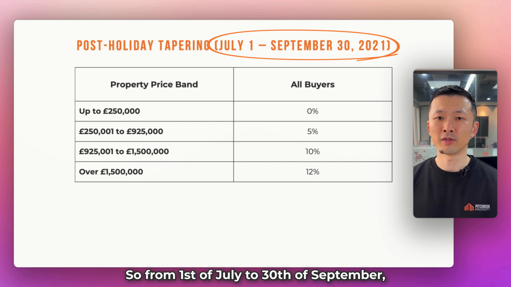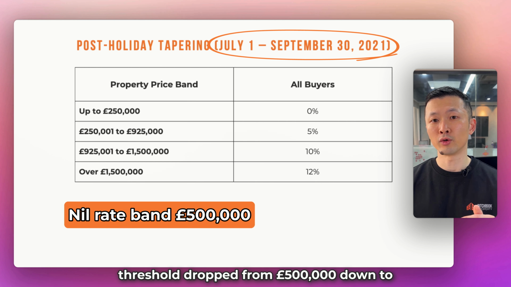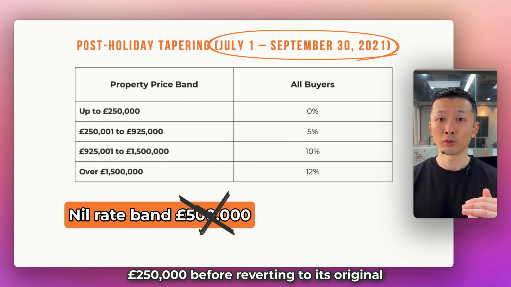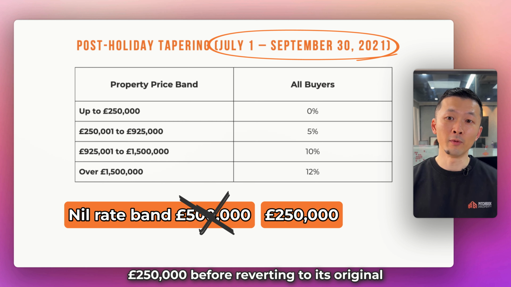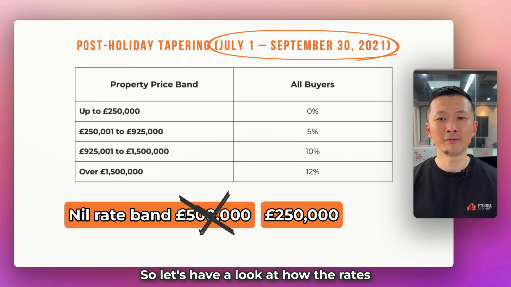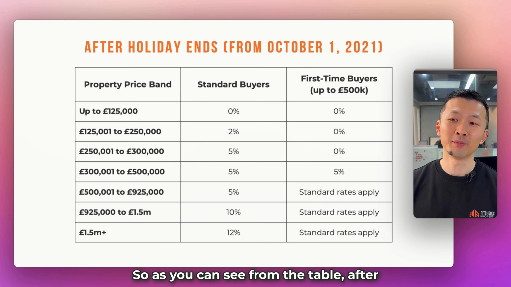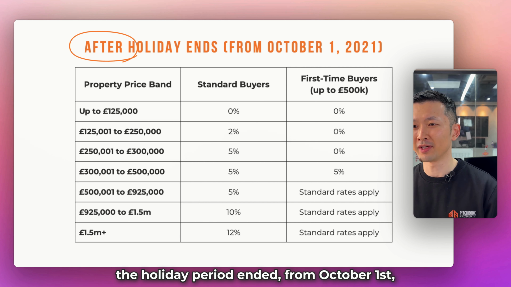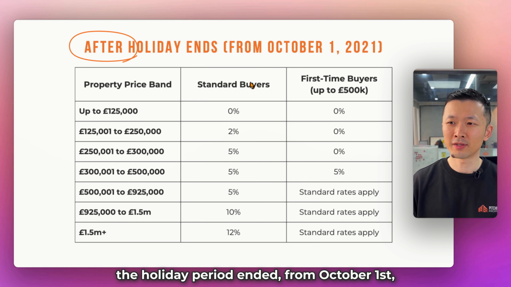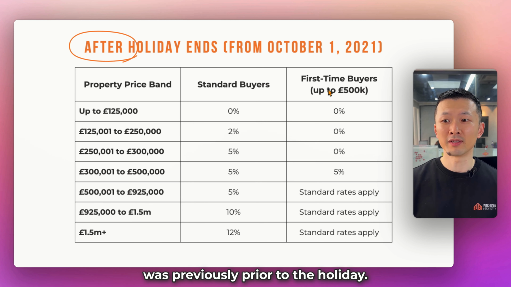So from 1st of July to 30th of September, as you can see on the table, the nil rate threshold dropped from £500,000 down to £250,000 before reverting to its original levels 3 months later on October the 1st, 2021. So let's have a look at how the rates tapered after the holiday had ended. So as you can see from the table, after the holiday period ended from October the 1st, 2021, it reverted back to what it was previously prior to the holiday.